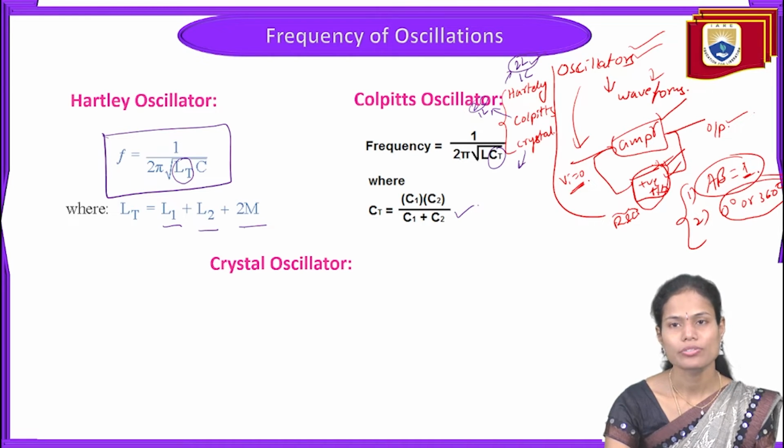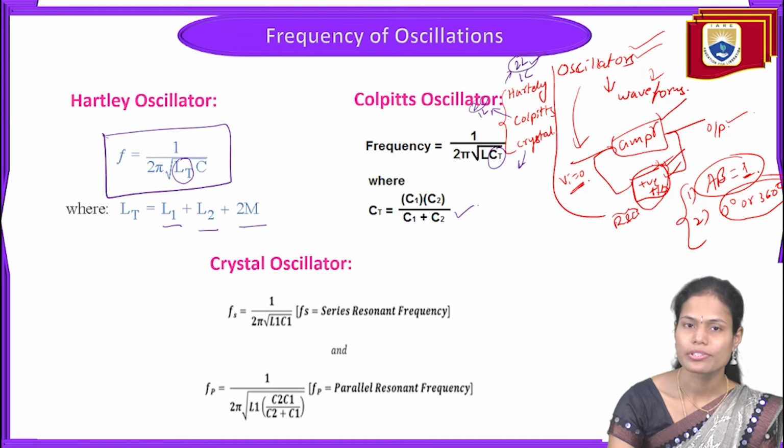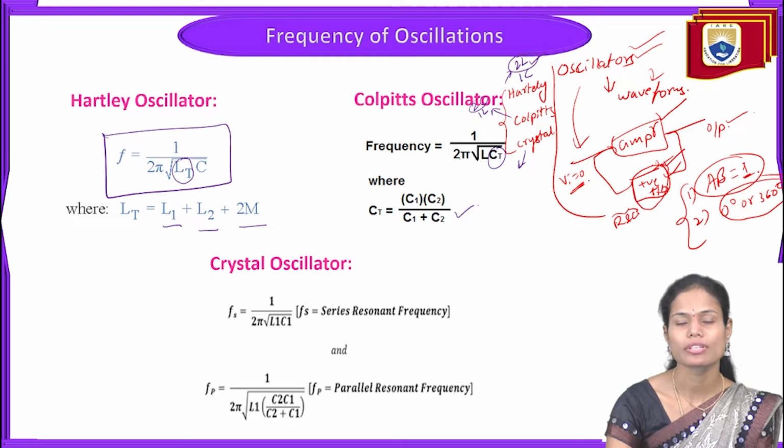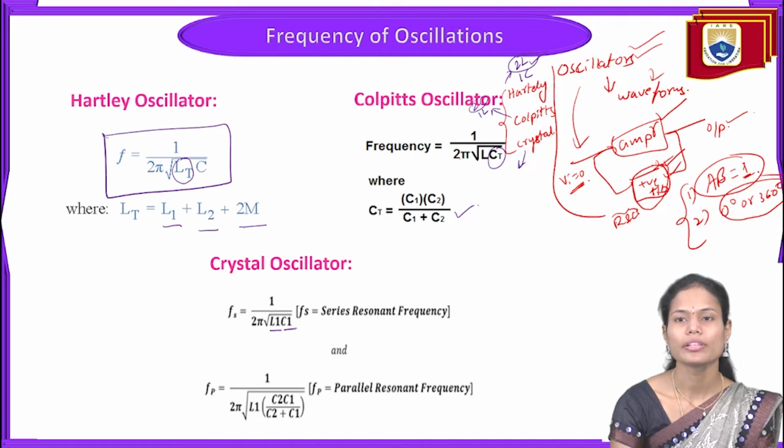And next, in the case of a crystal oscillator, we are going to calculate two frequencies here, that is the series resonant frequency as well as the parallel resonant frequency. To calculate the series frequency, the formula is Fs equal to 1 by 2 pi under root of L1 into C1. These two are the series elements.